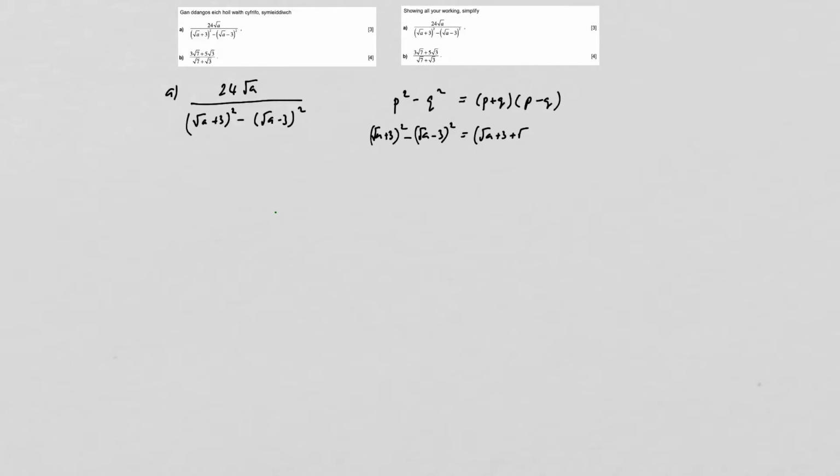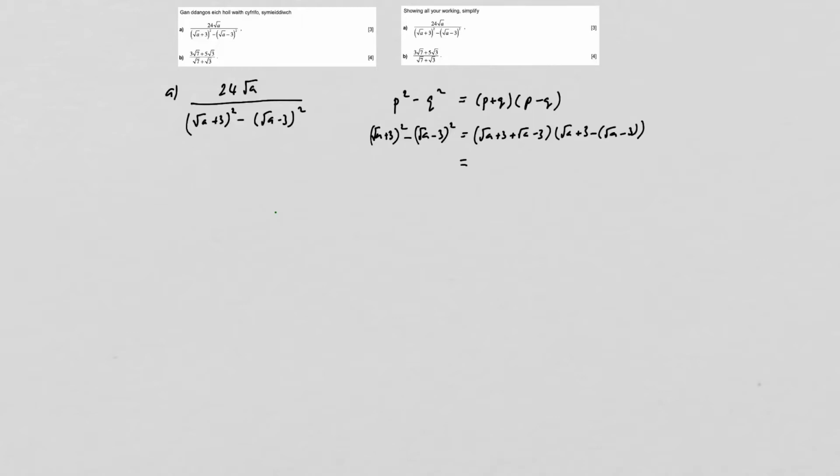So for our p, we have the root a plus 3. For our q, we have root a minus 3. So that means for p plus q, we have root a plus 3 plus root a minus 3. And for p minus q, we have root a plus 3 take away root a minus 3. Notice the brackets to make sure I don't muck up the negative signs.